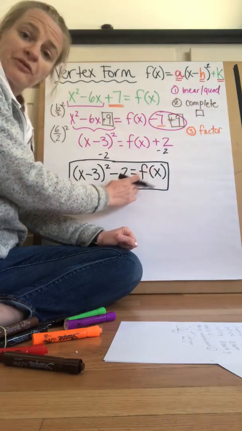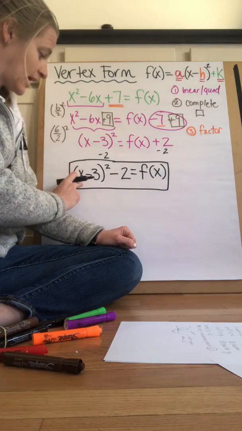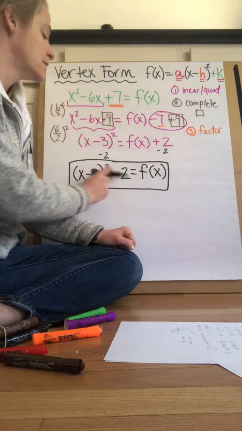Now I know a lot of you prefer to put the f of x first, and you could do that too. F of x equals x minus 3 squared minus 2.